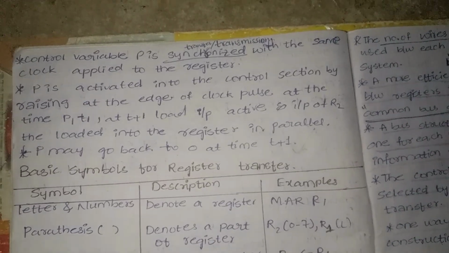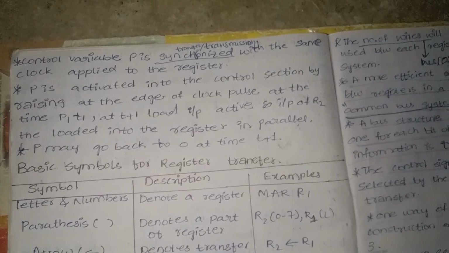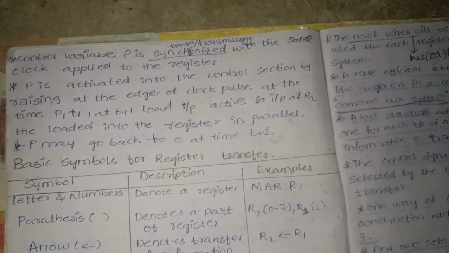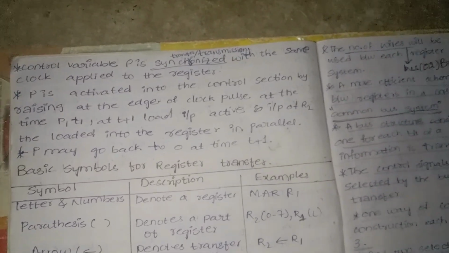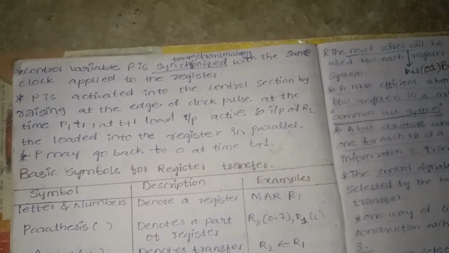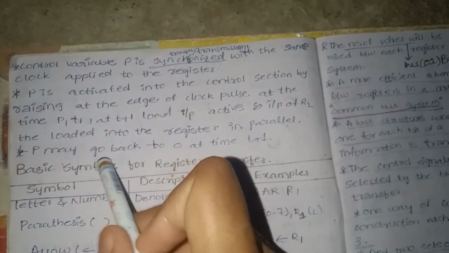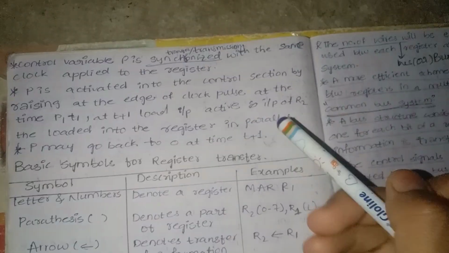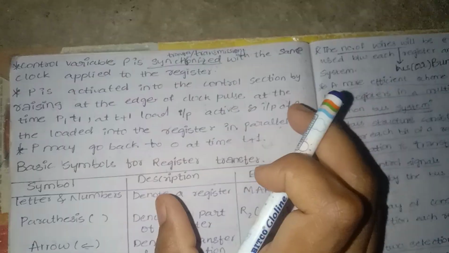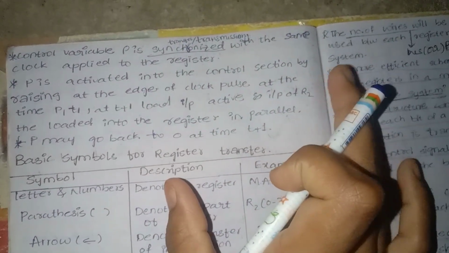Coming to the control section, for the clock pulse we will raise the edge from T to T plus 1. We increase each step by 1. It is used for the load input activating process, and P may go back to 0 at time T plus 1. In some cases, P goes back to the original value of 0 at T plus 1. So this is the full information of register transfer.